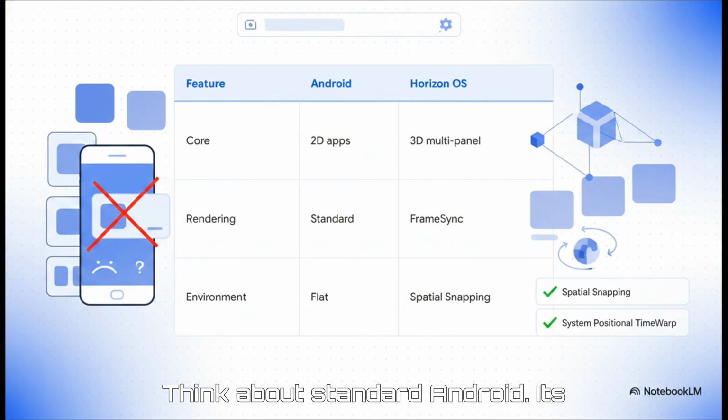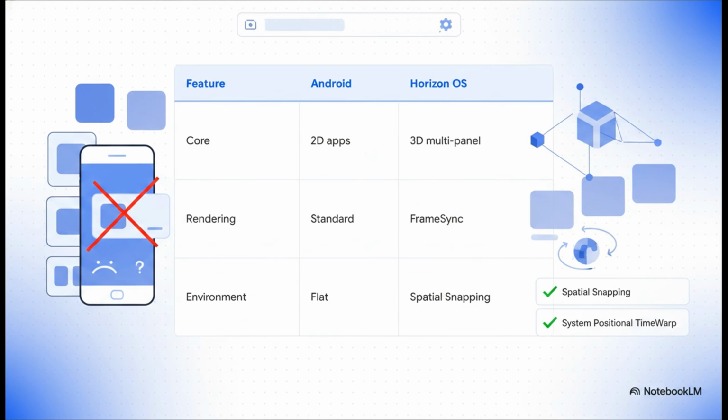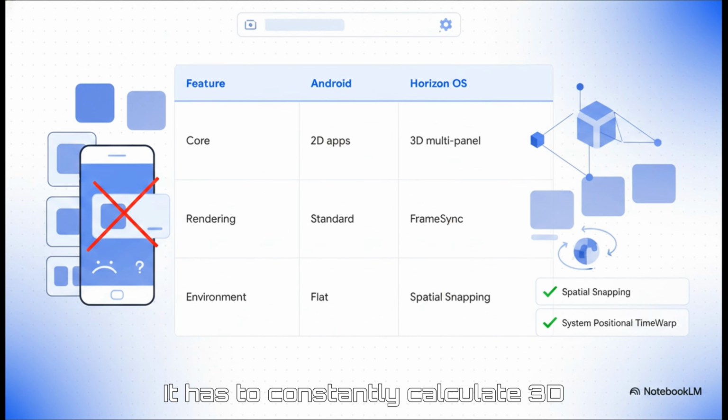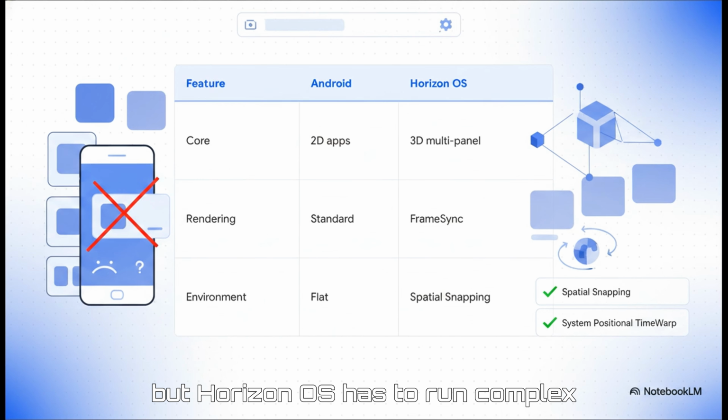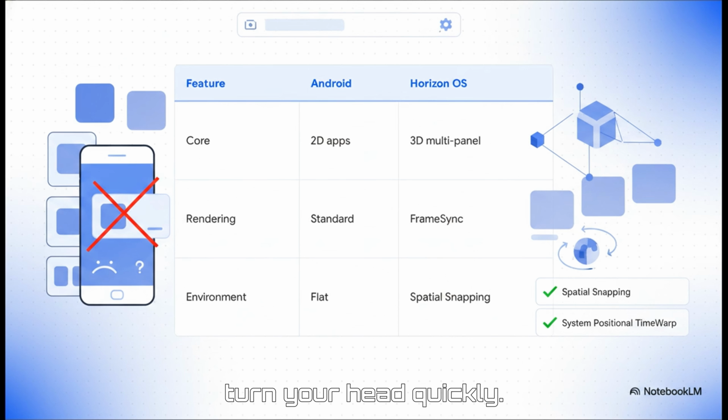Think about standard Android. Its core function is built entirely for 2D mobile apps and touch interfaces on a flat little screen. But the leap in complexity to Horizon OS, it's astronomical. It has to constantly calculate 3D spatial environments and juggle multi-panel windows floating in midair all around you. Standard Android uses traditional display rendering, right? But Horizon OS has to run complex real-time algorithms like frame sync and system positional time warp just to keep the digital world from making you dizzy when you turn your head quickly. It requires an entirely custom environment built around pass-through cameras and spatial physics.